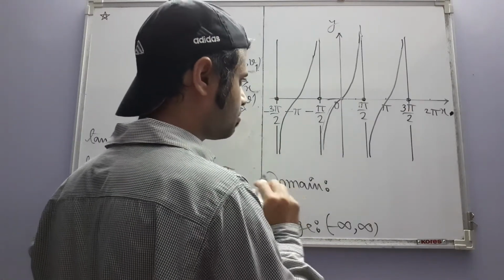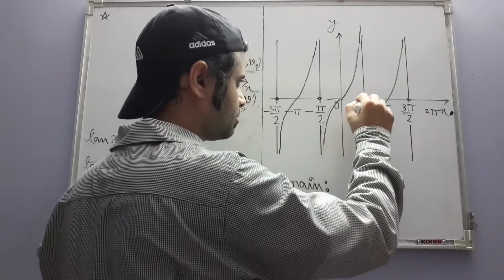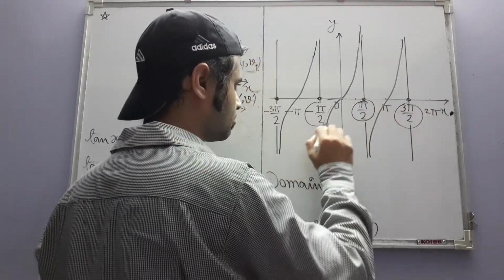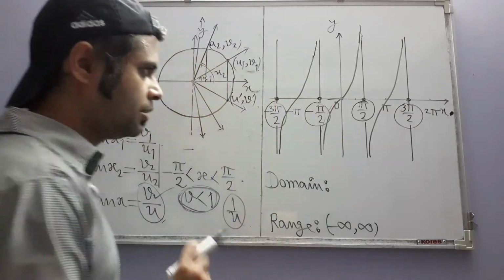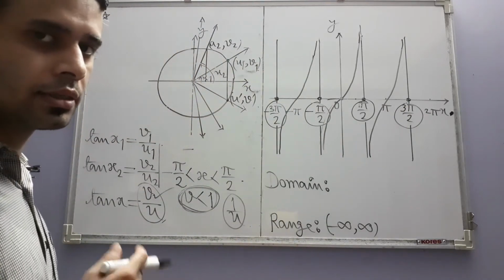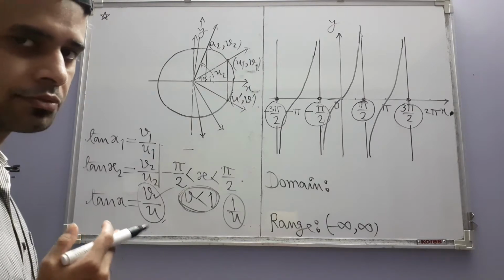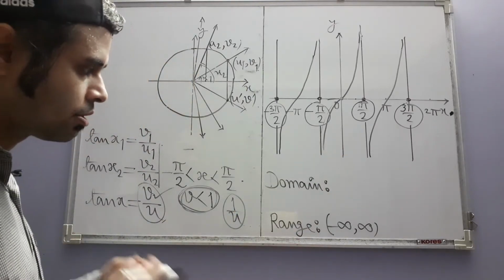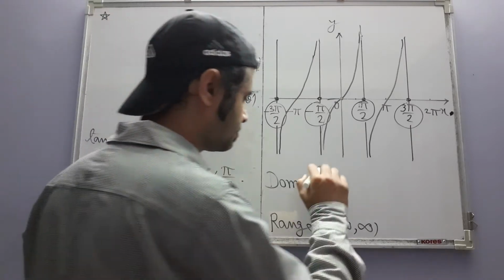Domain, however, from the set of real numbers, you have to remove these problematic points, which you already know what they are. They are the odd integer multiples of pi divided by 2, the points precisely where cos x becomes 0.